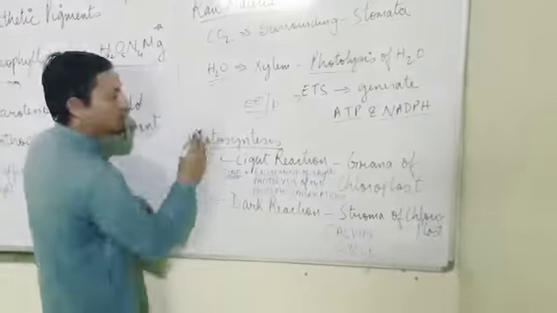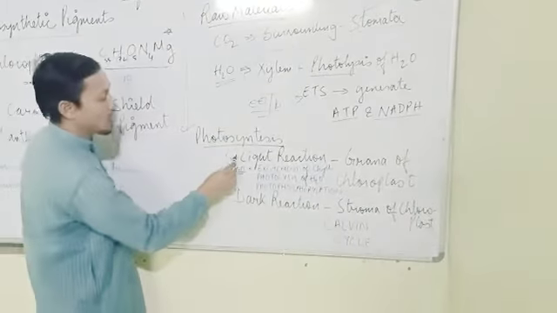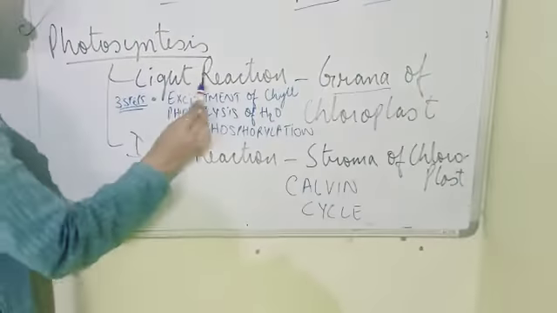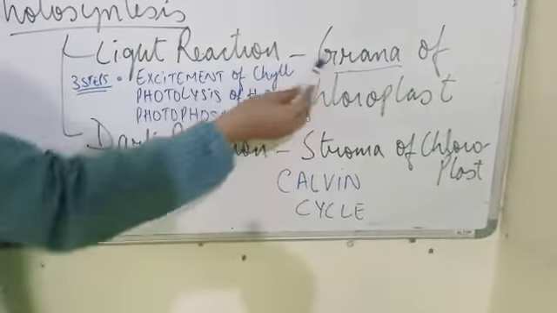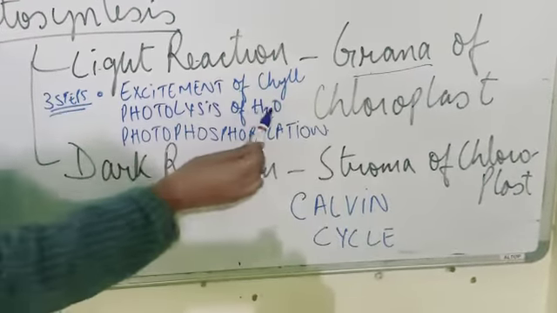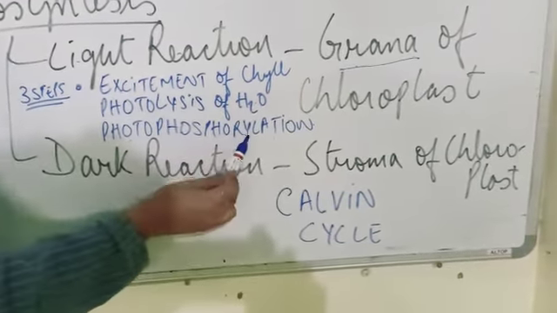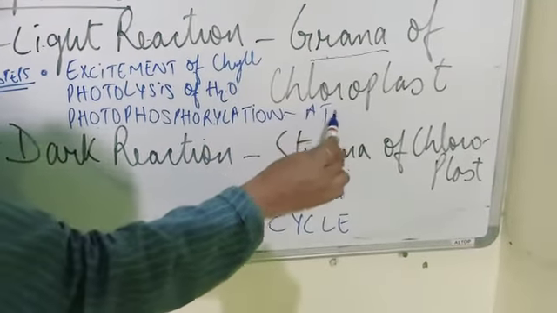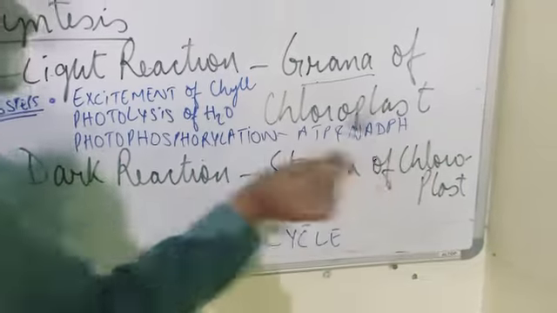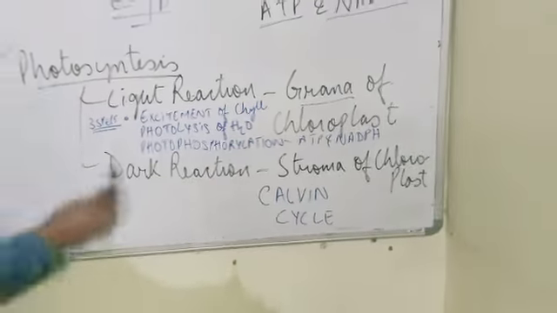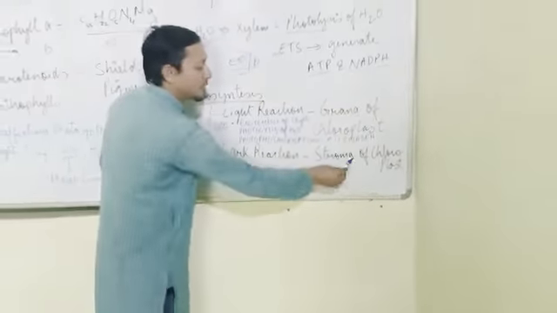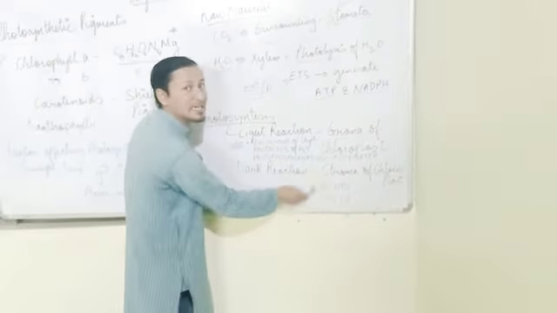Now overall, photosynthesis is divided into two parts. One is the light reaction, which happens in the grana. The light reaction comprises excitement of chlorophyll, photolysis of water, and photophosphorylation, which means the generation of ATP and NADPH, energy rich molecules. The other part of photosynthesis is called the dark reaction. The dark reaction happens in the stroma, which is also known as the Calvin cycle.